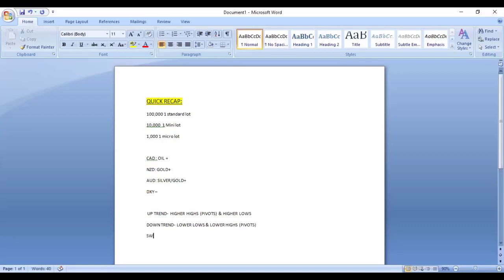Now, that will leave us with the last one, which is, of course, sideways. In a sideways market, I want to talk to you guys about two things. One, a sideways market doesn't have to be perfect. What you're looking for is relative equal highs and relative equal lows. The reason is that people feel it has to be a perfect pivot that touches across when you draw a horizontal line. It does not have to be, okay?